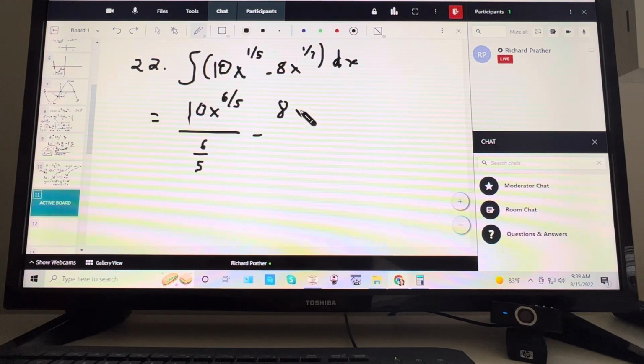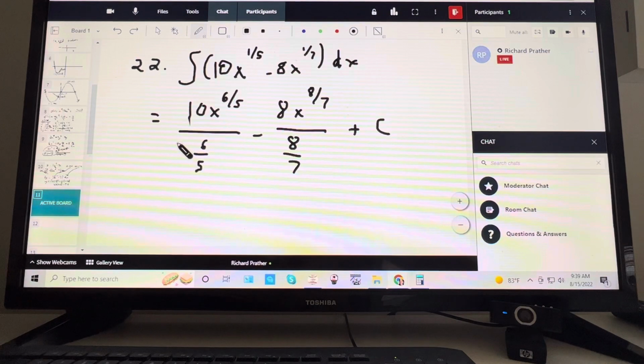Move to the next term, minus 8x, increase that by 1. 1/7 plus 7/7 is 8/7. Divide by 8/7. If it's an indefinite integral with no numbers here, then you just put a plus c at the end.